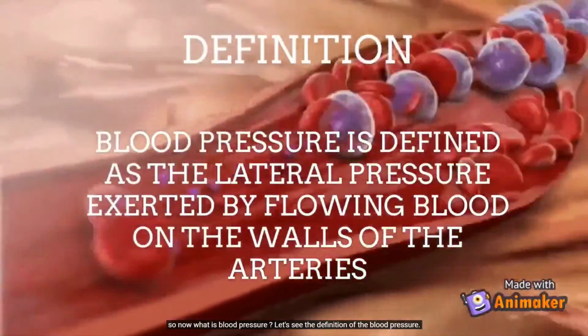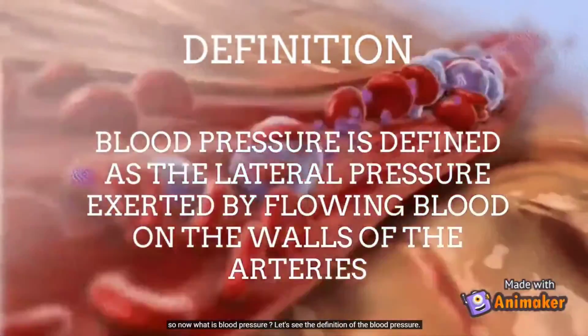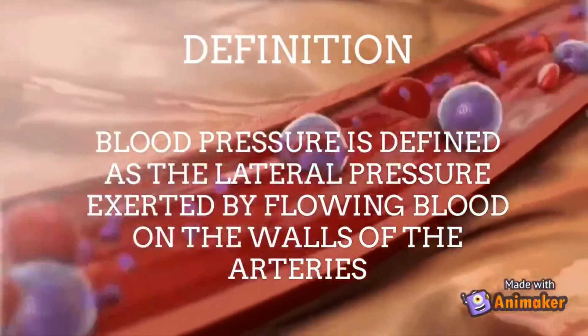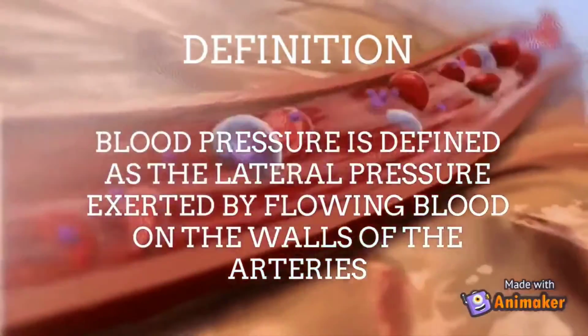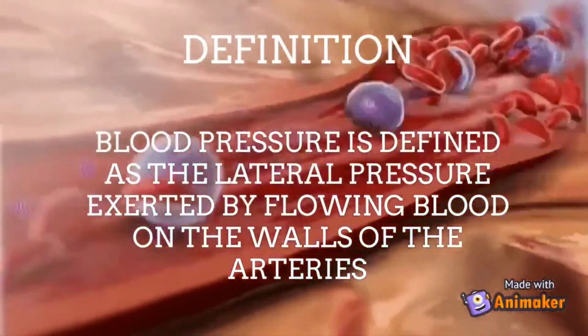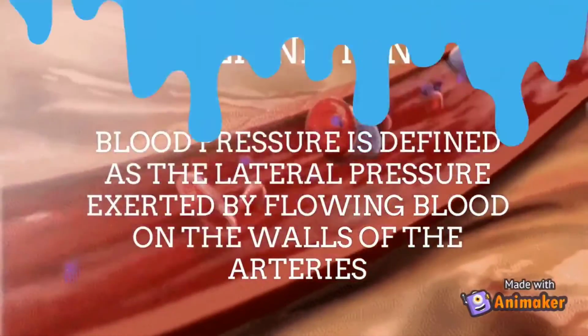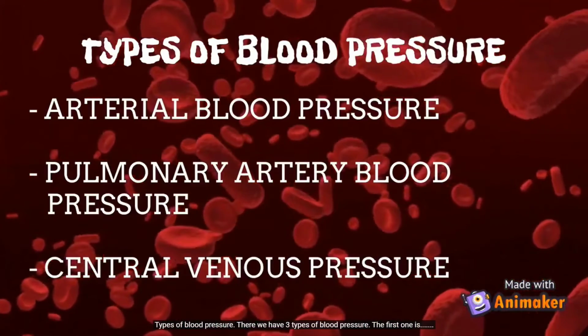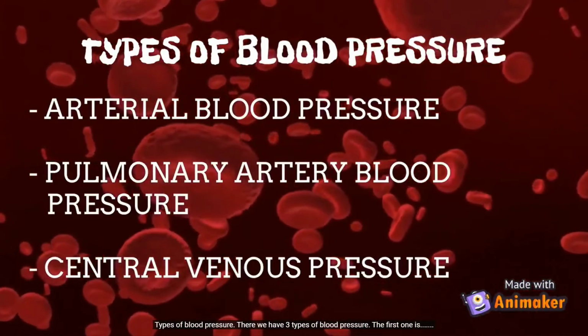So now, what is blood pressure? Let's see the definition of blood pressure. Blood pressure is defined as the lateral pressure exerted by flowing blood on the walls of the arteries. Types of blood pressure.